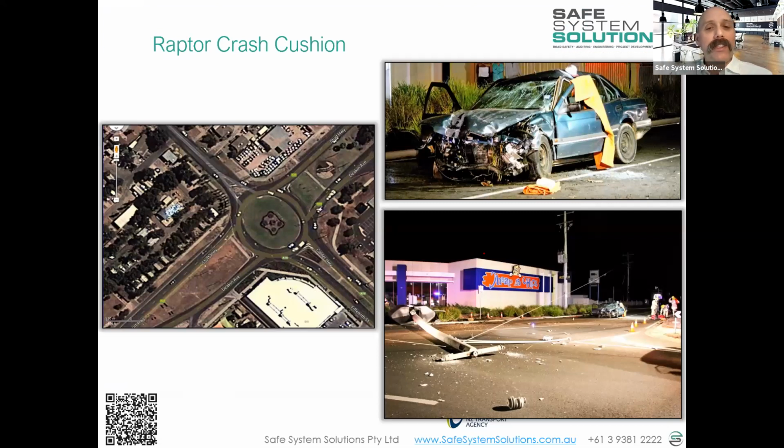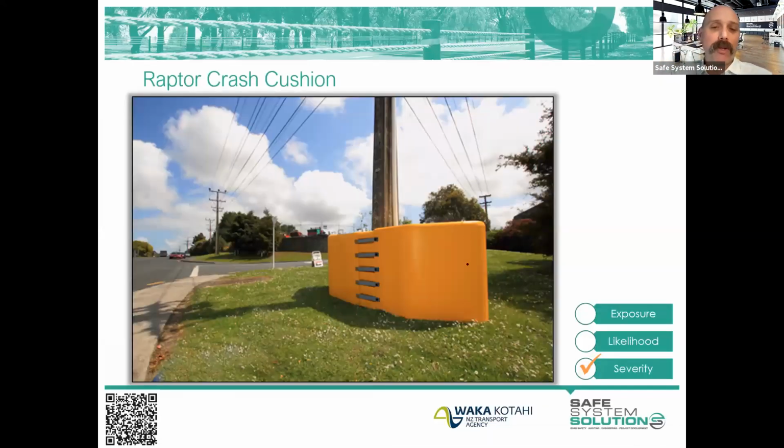Another thing I just want to point out, and this is again not about the specific product, but about the thinking around it, and I am going to talk about the specific product, being a Raptor cushion. A Raptor cushion is basically a point protector that goes around a power pole, and it has a bit of cushioning associated with it, but the way it really helps to influence the severity of crashes is that it rotates on itself as a vehicle strikes it.